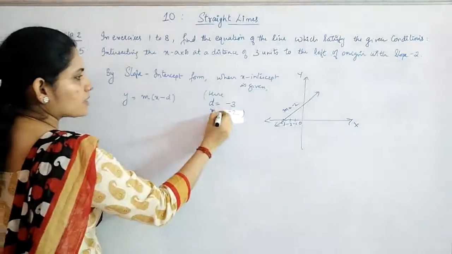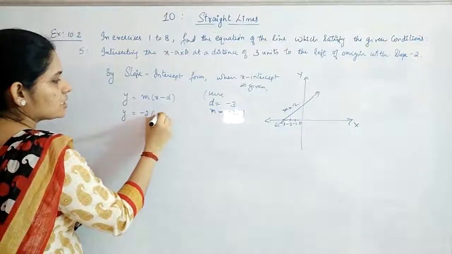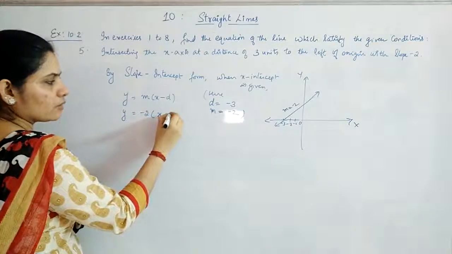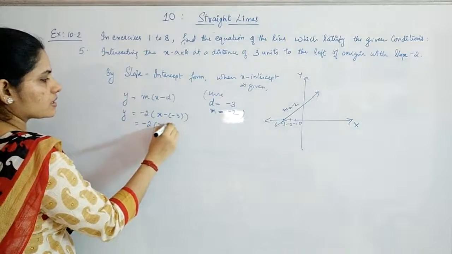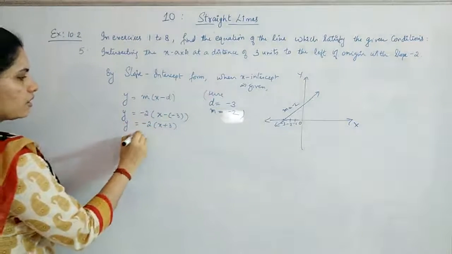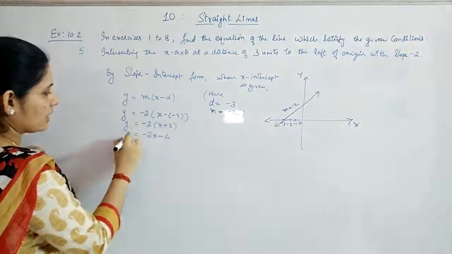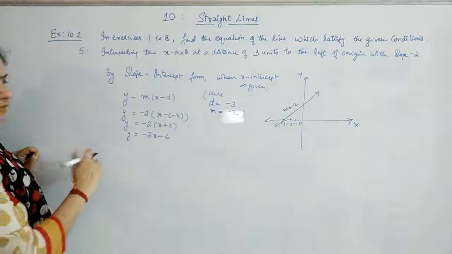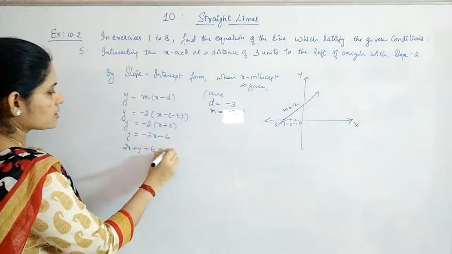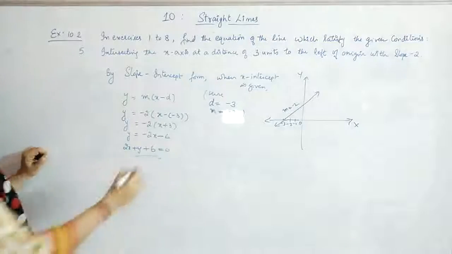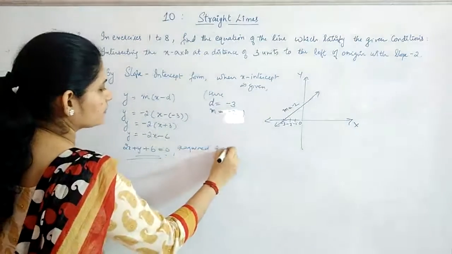So replacing the values, you will get y is equal to -2 into (x minus d). What is d? -3. So you'll get -2 into (x plus 3) is equal to y, or -2x minus 6 will be y, or taking to the left hand side, you'll get 2x plus y plus 6 is equal to 0, which is the required equation of the line.